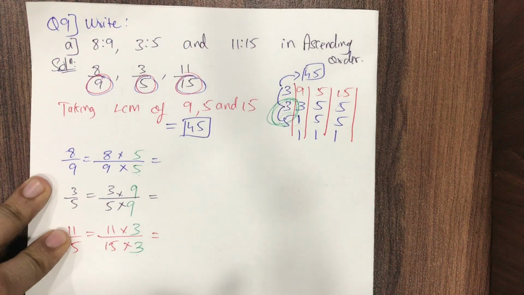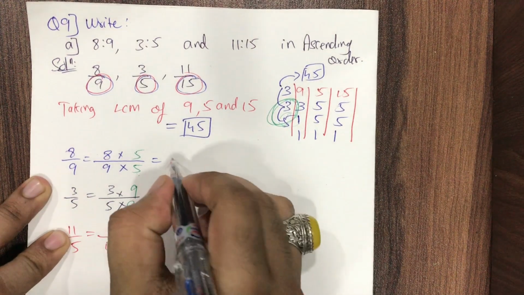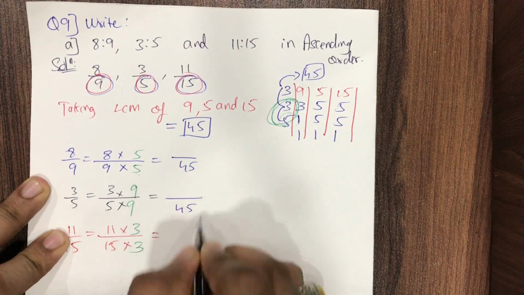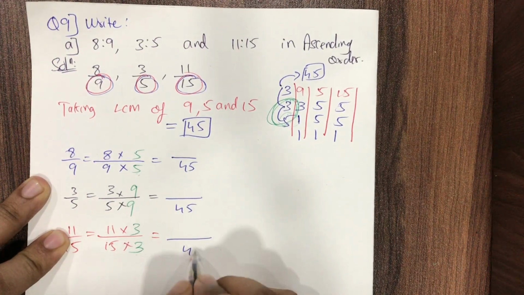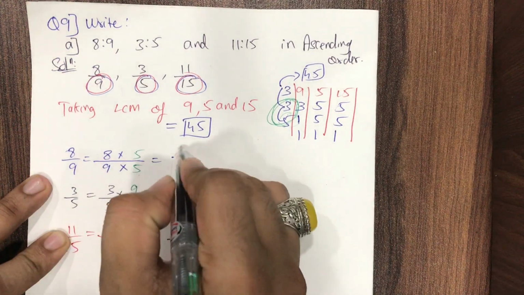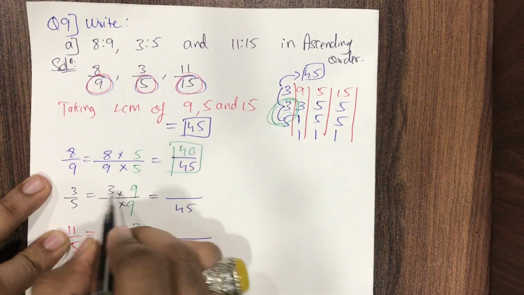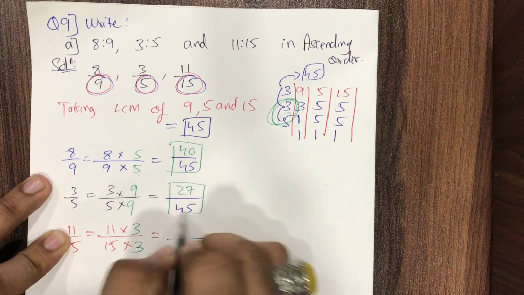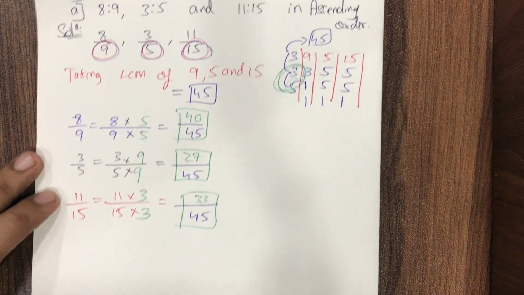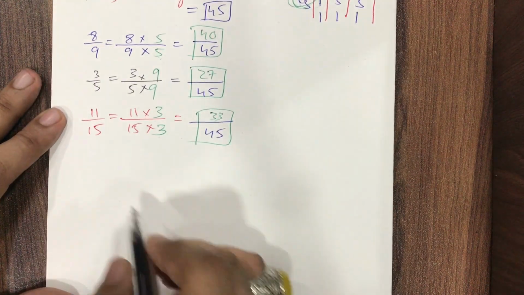Okay students, so now what happens? In the denominator, 5 9s becomes 45. Here in the denominator 5 9s becomes 45. Here in the denominator 15 3s becomes 45. Now the numerators: 8 5s is 40, 9 3s is 27, and 11 3s is 33. That's it students.